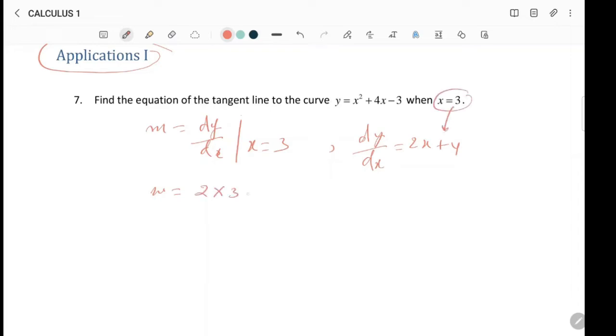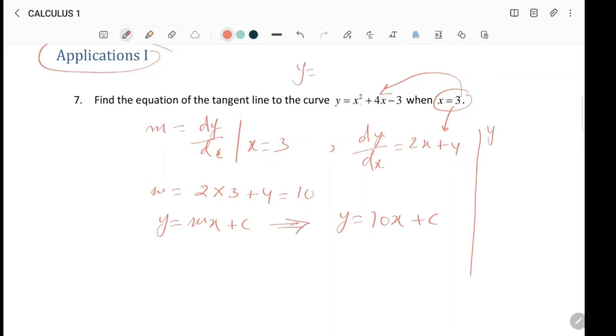So m is, now put x equals 3 in this. So 2 times 3 plus 4. 2 times 3 is 6. 6 plus 4 is 10. Right, m is 10. Now equation of tangent is y equals mx plus c. So this is y equals 10x plus c. Now we don't have y, so we need to find y first. So put x equals 3 in this to get y.